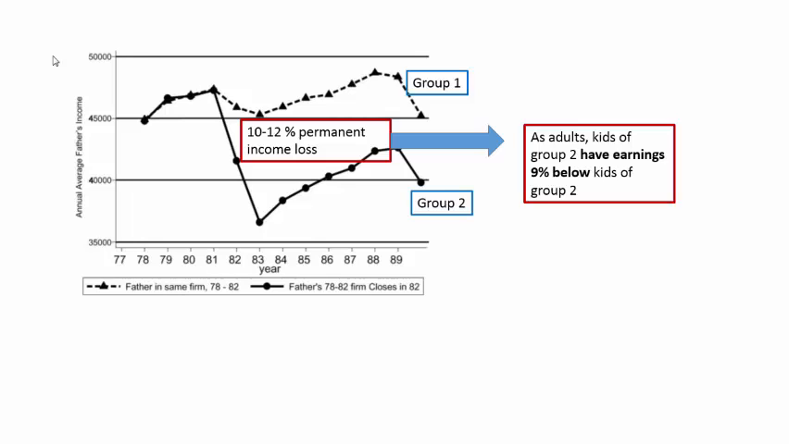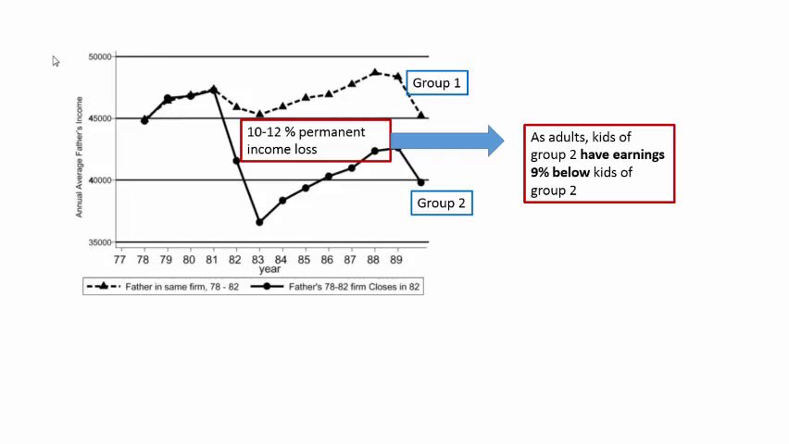We divided the sample of fathers into those who remained with the same firm from 1978 through 1982, and another group whose firm closed in 1982. The figure shows the income paths for the two groups, with the important feature that, prior to 1982, the two groups had identical income levels. Those who lost their jobs suffered a reduction in income of approximately 12%.